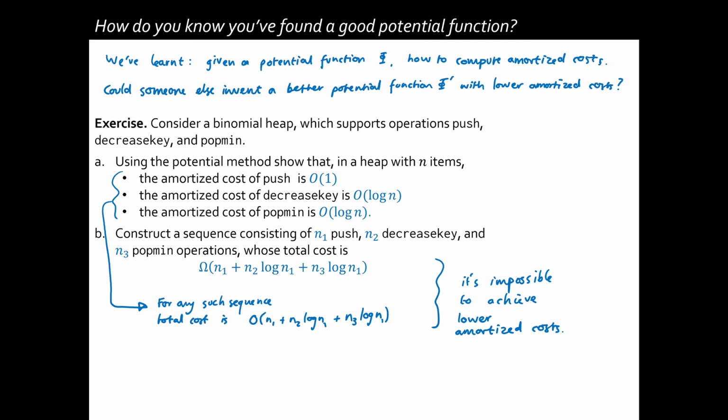If someone came along and told you that they had discovered that the amortized cost of push is O(1), the amortized cost of decrease key is O(1), and the amortized cost of pop min is O(log n), if they tried to tell you they had discovered that, you could answer them and say, no, that's impossible. Look at my lower bound. I have a sequence which costs more than what you're claiming. So if you can construct a matching lower bound, you know you have invented the best possible potential function.